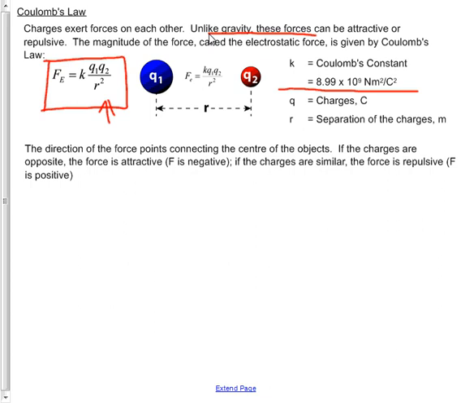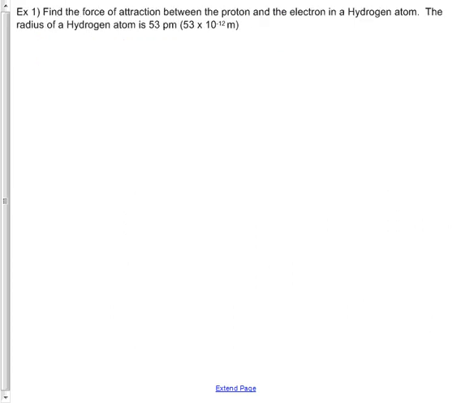But since we can have positive or negative charges, we have to worry about what that means. If the charges are opposite, our force in this expression will be negative, which means the force is attractive. If the charges are similar, both positive or both negative, the force is repulsive. In this case F will turn out to be positive, and these things will repel each other. That's Coulomb's law.